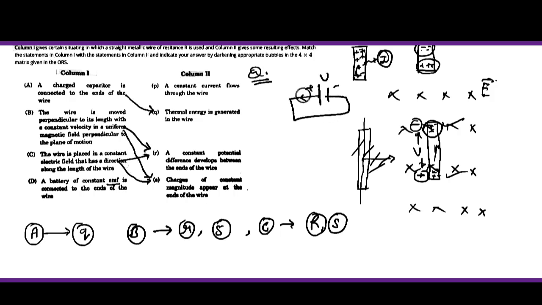क्या होगा, एक तरफ से पॉजिटिव एंड है, तो यहाँ से करंट निकल के निगेटिव एंड की तरफ फ्लो करेगी, तो कांस्टेंट करंट भी फ्लो हो रही है। तो ये मैच कर रहा है। अगर देखें तो जो D है, D की मैचिंग हो रही है P के साथ, D की मैचिंग हो रही है Q के साथ, और D की मैचिंग होगी R के साथ भी। R क्या बोल रहा है, a constant potential difference developed between the ends of the wire.